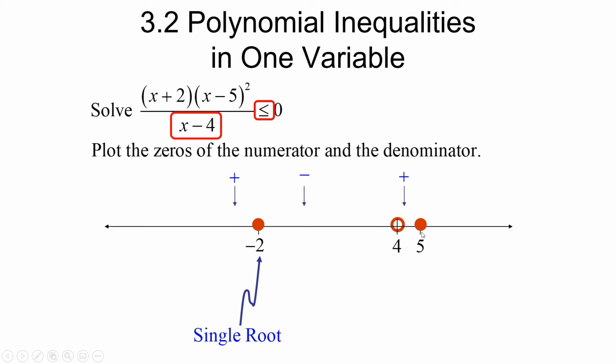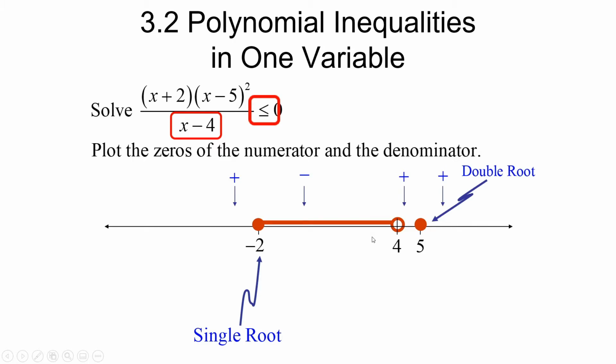And then 5, what kind of root is 5? Isn't that a double root? x minus 5 squared. So that means the sign would stay the same. If I'm plus to the left of my double root, I'm going to be plus to the right. Now, my inequality is less than or equal to. Aren't I looking for the minuses? And I only see a minus in this interval between -2 and +4. Right there. So let's write out that inequality.